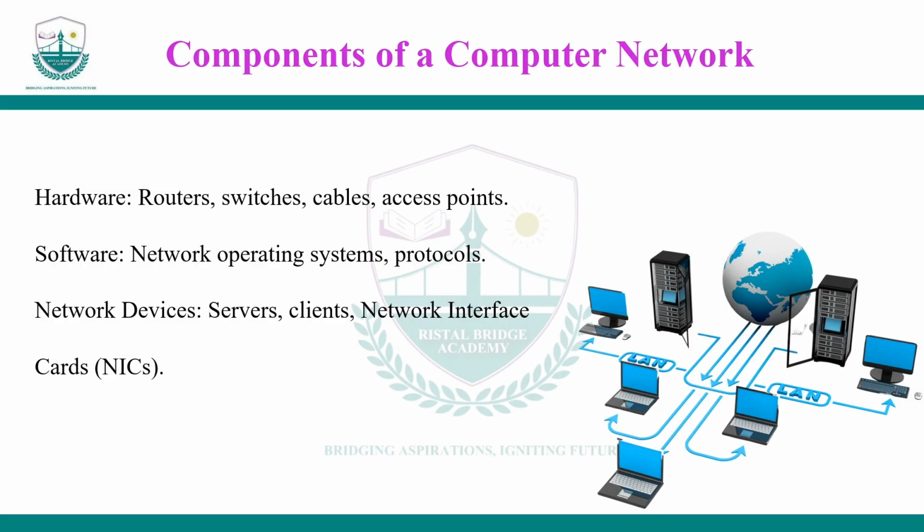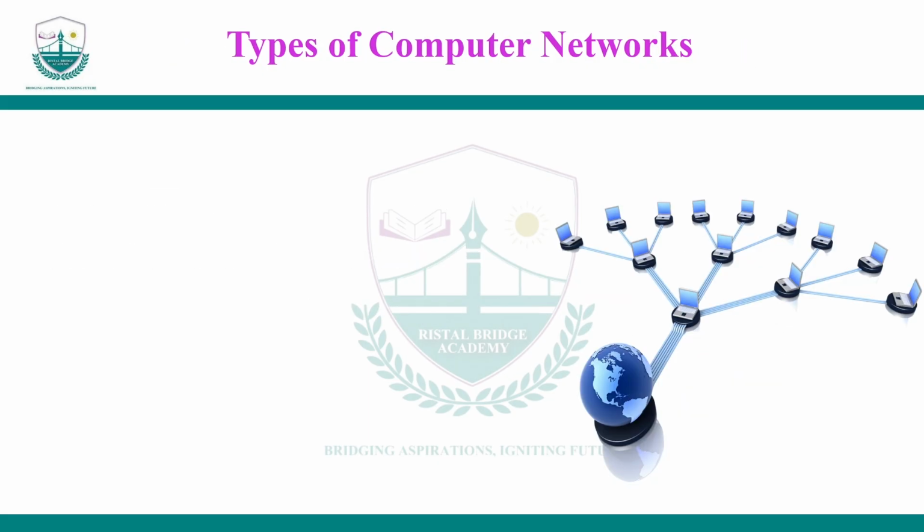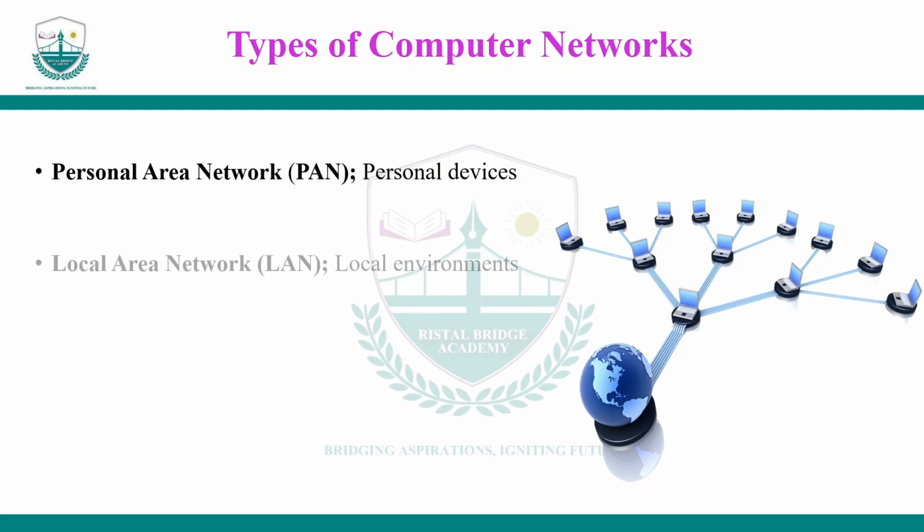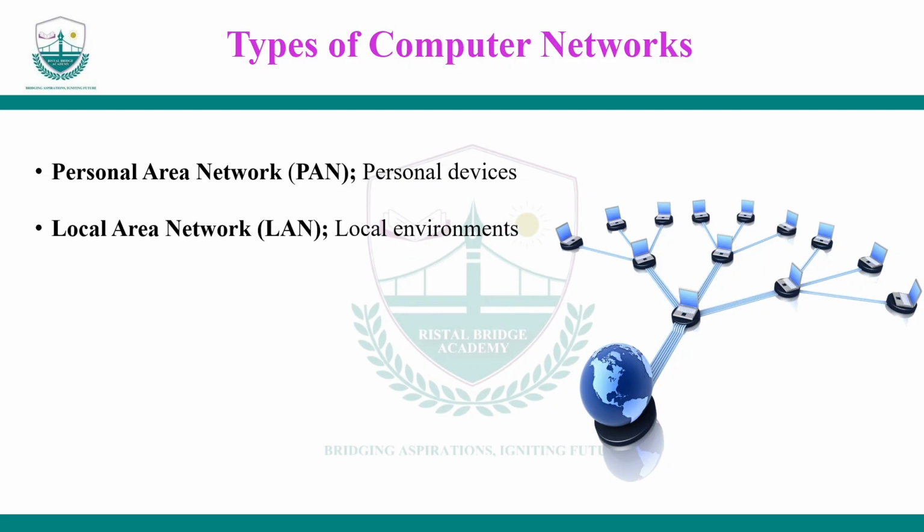We look at the types of computer networks. Networks come in different sizes and serve different purposes. Let's go through four main types. Personal area network, PAN, a small network around you. Think of your phone connecting to a smartwatch or Bluetooth headset. Local area network, LAN, a small physical area like an office or a computer lab. All devices are connected internally.